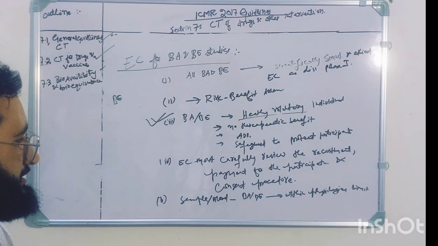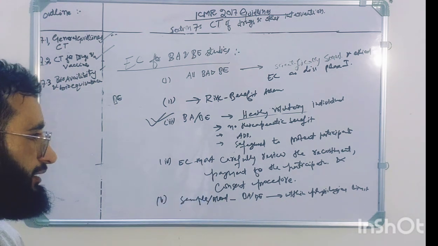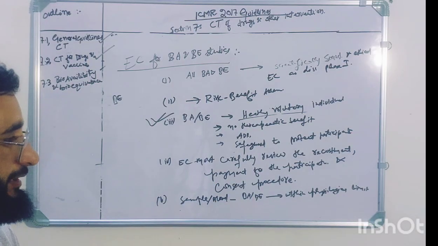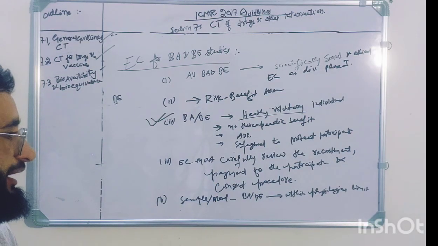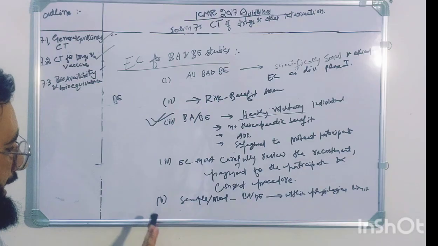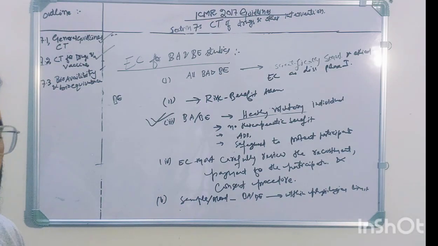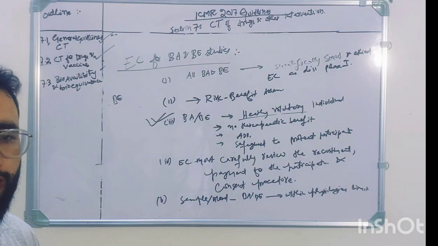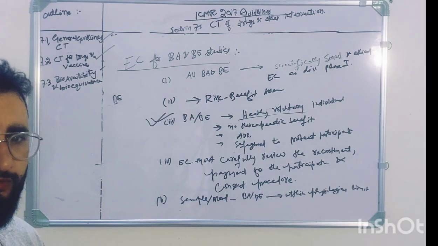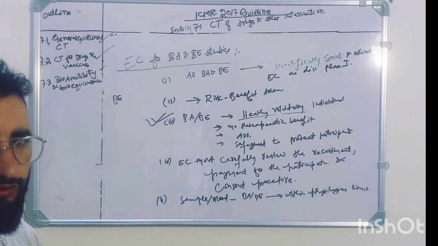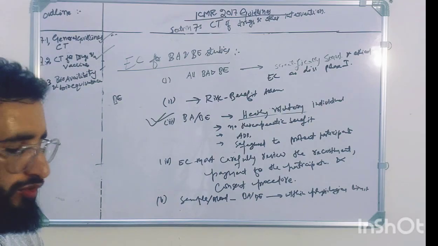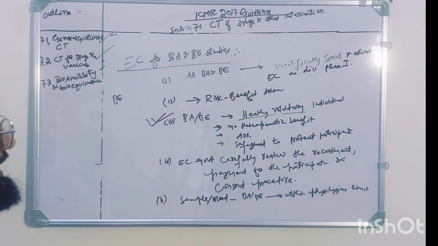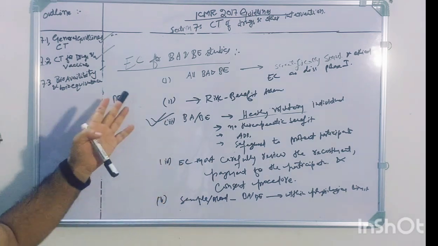They have also mentioned that the ethical committee must carefully review the recruitment of the participants, the compensation for the participants, like the payment, and the consent procedure. The samples or blood taken for bioavailability and bioequivalence should be within the physiological limit. Unnecessary samples should not be taken, which is non-ethical. So these are the ethical considerations given in the ICMR 2017 guideline. You can take the screenshot, then we will discuss the next thing.